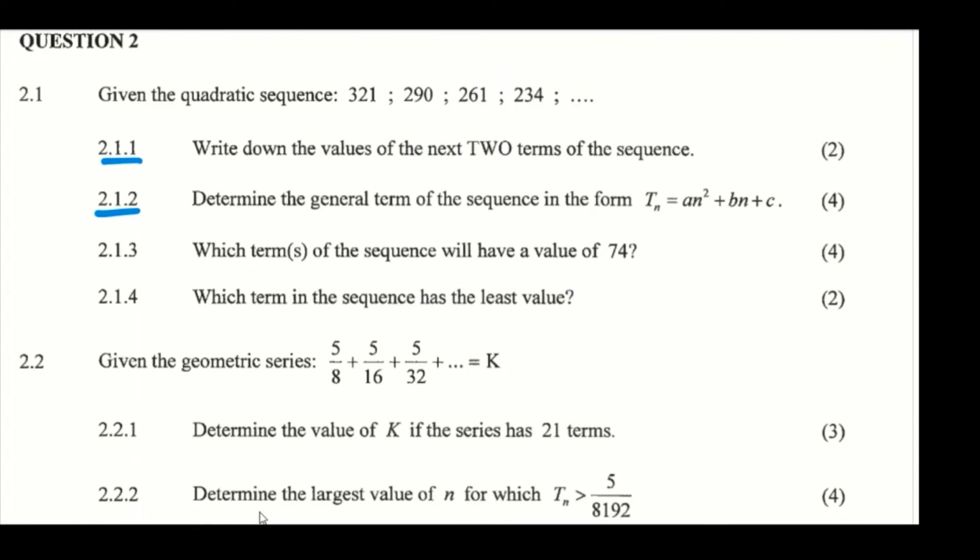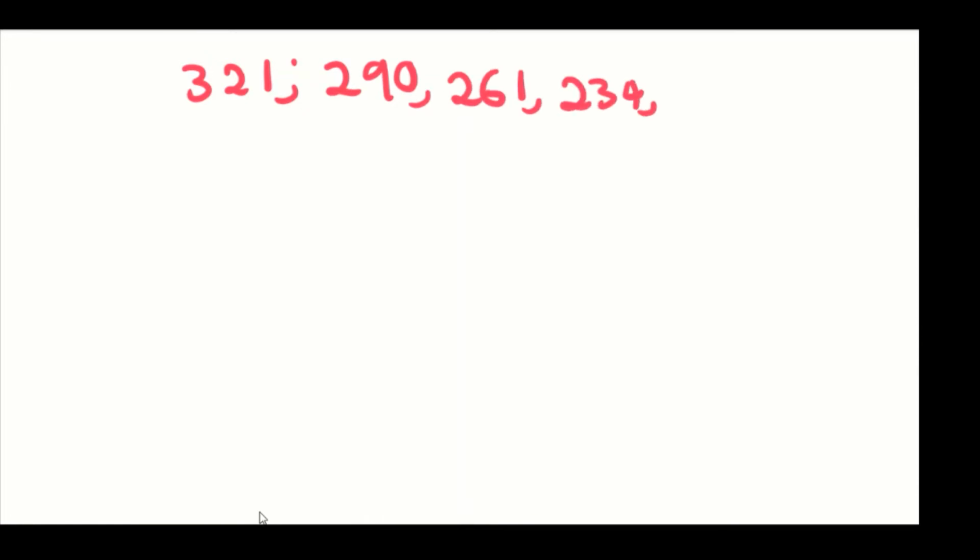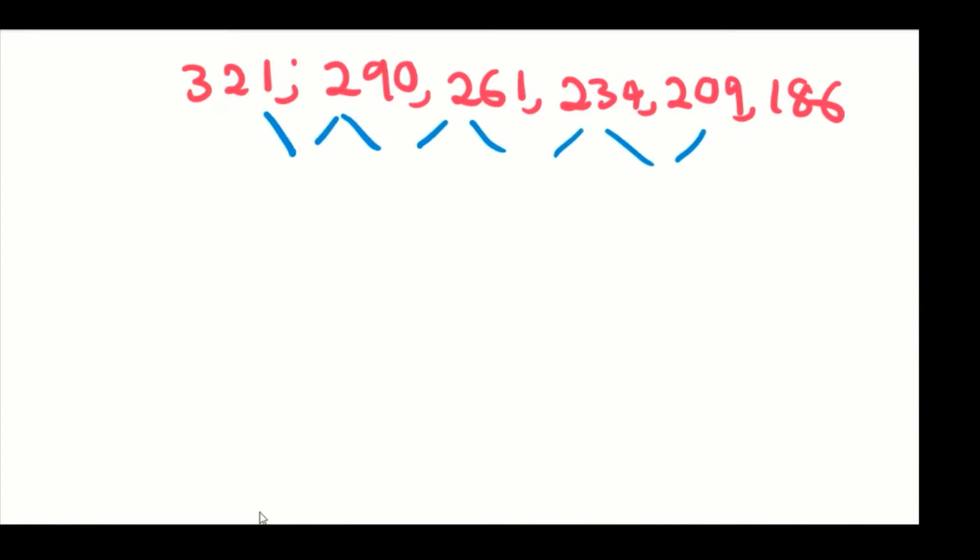Now 2.1.2, we are asked to find the general term of the sequence in the form Tn equals an squared plus bn plus c. So to find the general term, we have our quadratic sequence being 321, 290, 261, 234, 209, and 186. We're going to first find the first difference of the sequence.